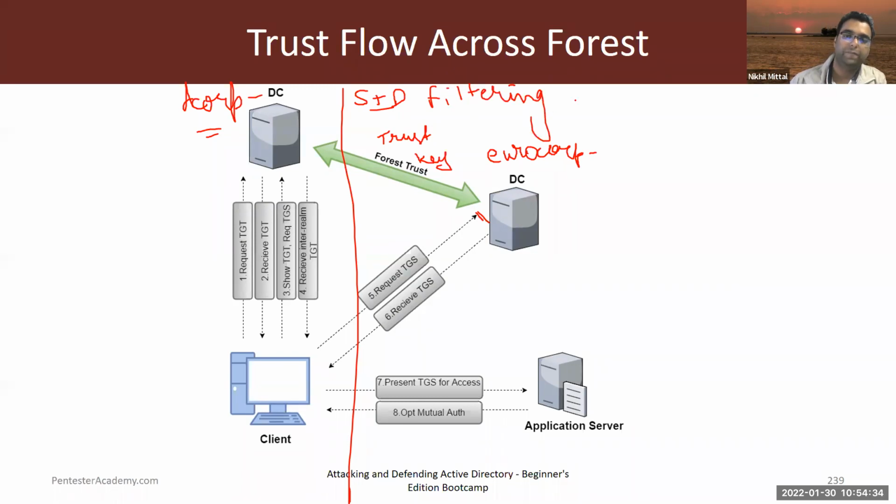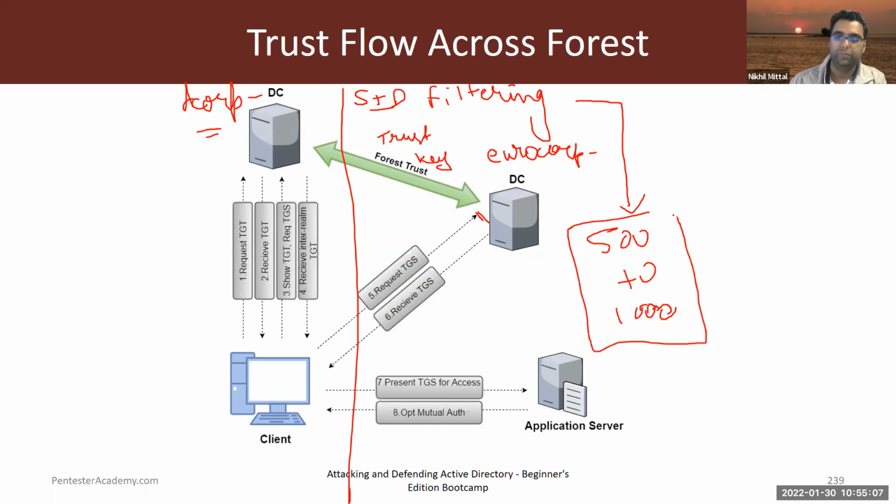So what is this SID filtering? As the name suggests, it filters security identifiers at the forest trust boundary. What does that mean? What does SID filtering do? It filters all the interesting SIDs, everything right from 500 to 1000 relative identifier, everything is filtered out. Your domain admins, enterprise admins, whatsoever you inject, this would be filtered out at the forest boundary. All right.